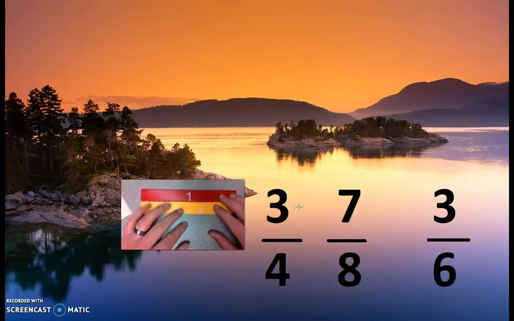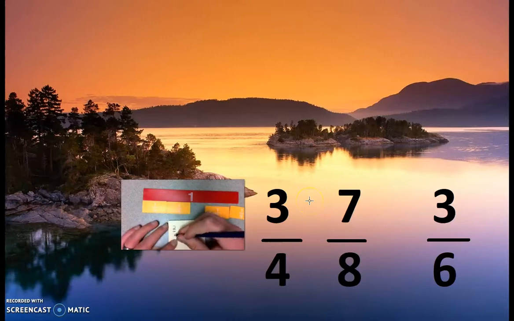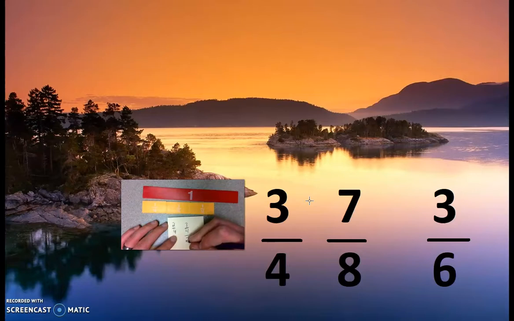But before we do that, let's just think. What's half of 4 over 4, or 4 out of 4 pieces? Half would be 2 out of 4, right? We know half is 2 out of 4. Now 3 out of 4, is that bigger or less than half? Yeah, this is bigger than half of the chocolate bar. So we know this is going to be bigger.